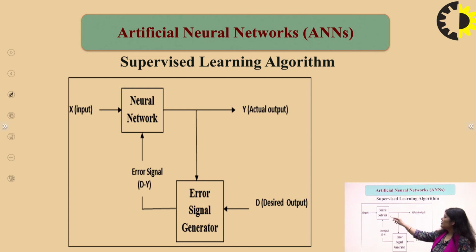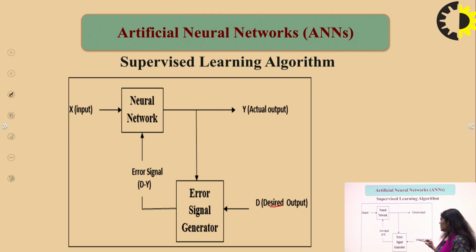The neural network processes the input and generates certain output, which is called the Y, or the actual output of the network. Now, from here, we are seeing the desired output. So desired output is nothing but the labels which are provided with the input data set. So in the input data set, you have certain output recorded for those input patterns.